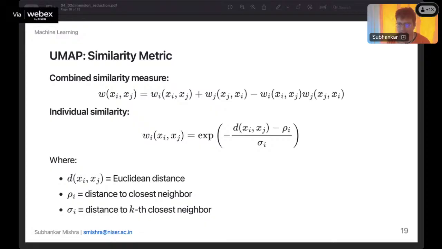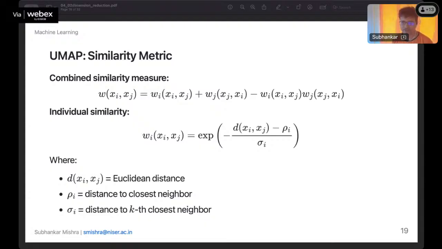Here we have something called an individual similarity, and there is a combined similarity metric. The individual similarity is defined by this particular metric, which is the exponential of the Euclidean distance minus the distance to the closest neighbor, divided by the distance to the kth closest neighbor. It can be shown that this metric ranges from 0 to 1 and is also symmetric. That means if you find it from xi to xj, and from xj to xi, both are basically the same.